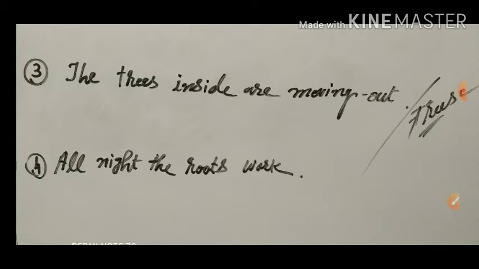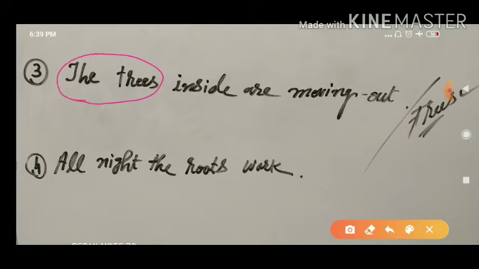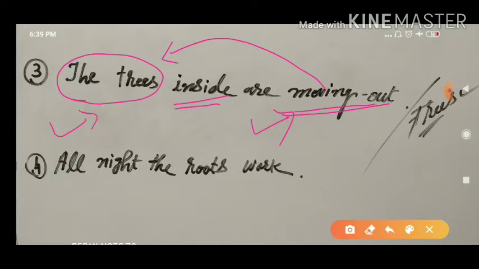Next to that, we'll move ahead with the third sentence. The trees inside are moving out. Basically, this poem line is taken from the poem Trees. You see, trees, a non-living aspect, moving out. This is the characteristic of a human being, and that human characteristic is applied to the trees, and that is also inside. All this total will tell you that this is the best example for personification.